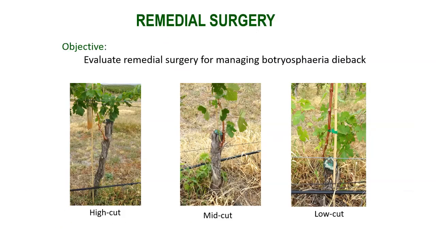Now, the last topic that I'm going to talk about today is remedial surgery. Remedial surgery, or trunk renewal, has long been used to control Eutypa dieback. The current recommendation suggests to cut all the infected wood and an additional 10 to 20 centimeters of the non-symptomatic wood. And once you get the water shoots, these water shoots can be trained to replace the missing vine or cordon.